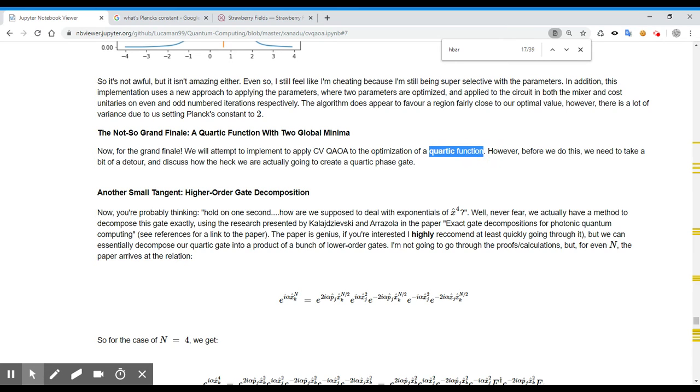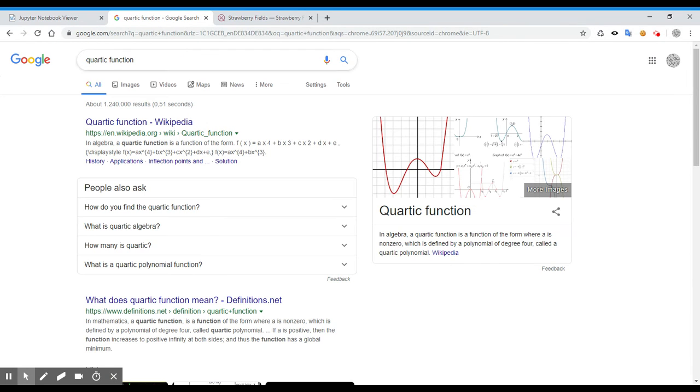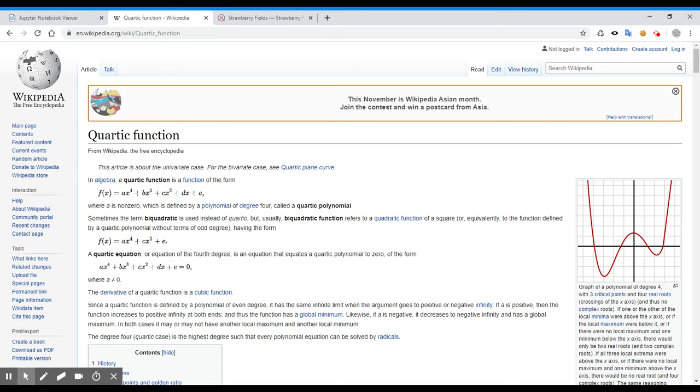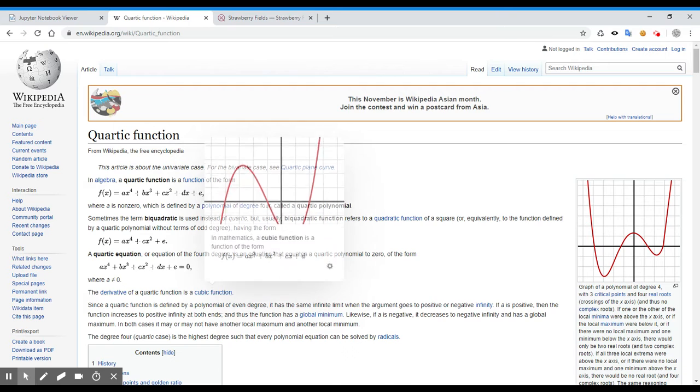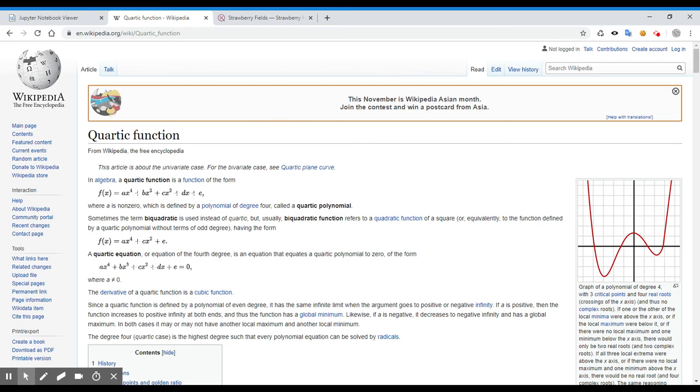Every day we learn new things. What is a quartic function? An algebraic quartic function is a function of the form where a is non-zero, defined by a polynomial of degree 4. It's a function that has an x to the power 4 term, then powers 3, 2, of 4th degree.